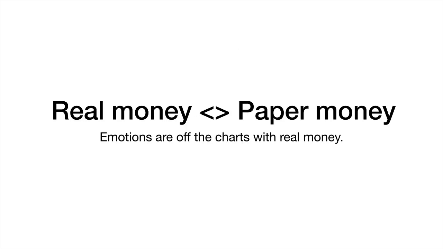So the reason this goes on is because real money is not paper money. Emotions are off the charts with real money. Again, every little thing gets amplified. It distorts your decision making. It causes you to make quick decisions. It causes you to be very irrational.